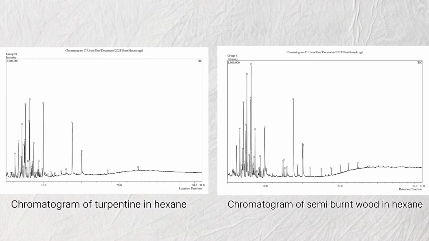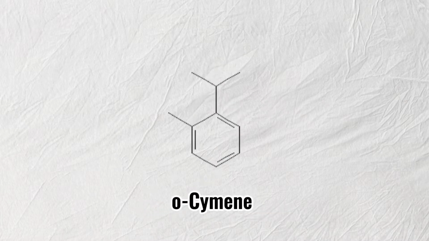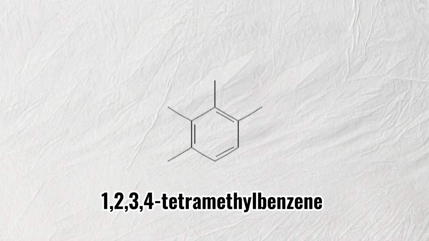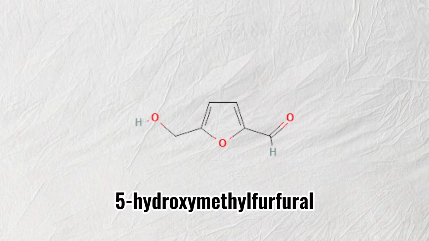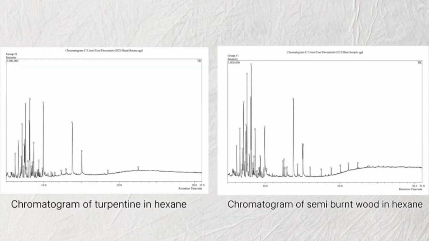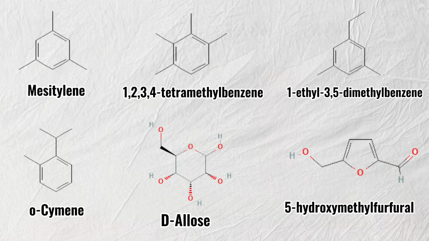The chromatogram on the left found several major components in turpentine, namely mesitylene, 1,4-diethylbenzene, o-cymene, 1,2,3,4-tetramethylbenzene, 1-ethyl-3,5-dimethylbenzene, 5-hydroxymethylfurfural, and diallose. While the right chromatogram of semi-burned wood in hexane analyzed 6 major components in turpentine, which have 4-ethyl-1,2-dimethylbenzene and other similar components mentioned. This implies the presence of traces of turpentine as the fire accelerant used.